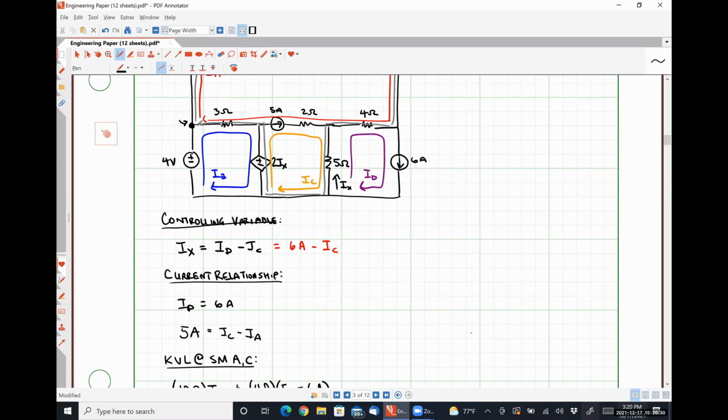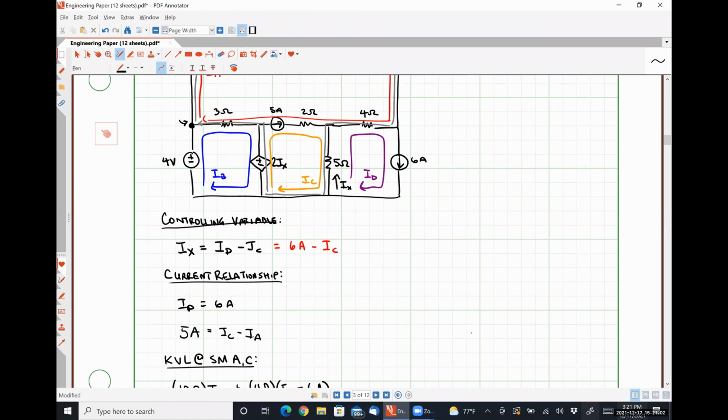So when we use our super mesh, we are avoiding taking the voltage drop over a current source. But in this case, we have a current source in series with another element, okay? That other element, we don't have to worry about the voltage drop over it either. And the reason is, it's effectively already given, right? How much current flows through the 2 ohm resistor? Exactly 5 amps because they're in series. So we don't need to include that in our calculations.